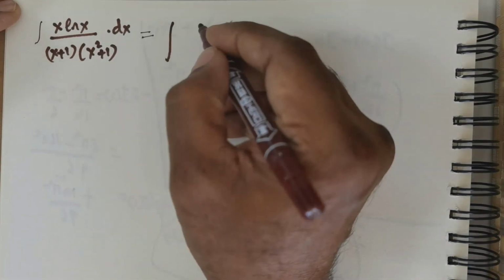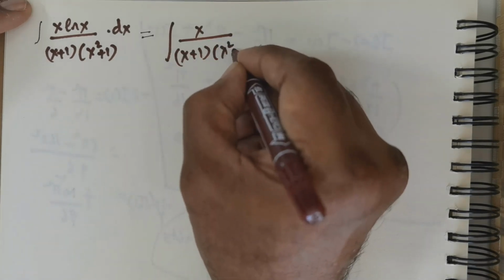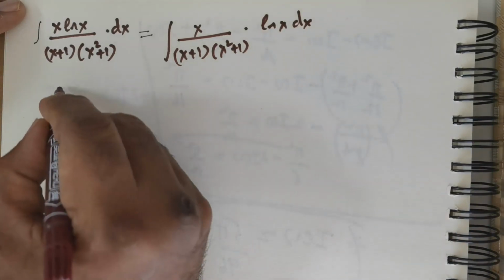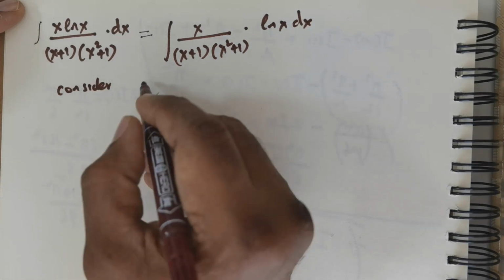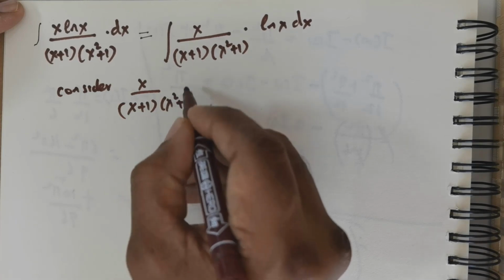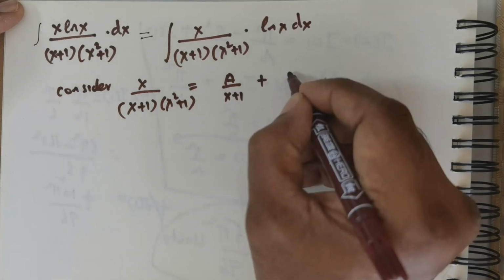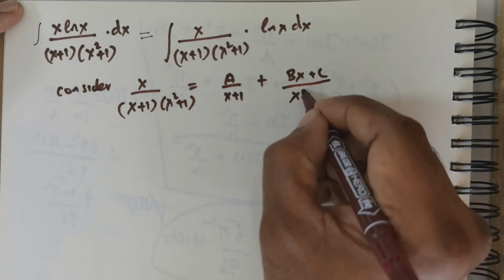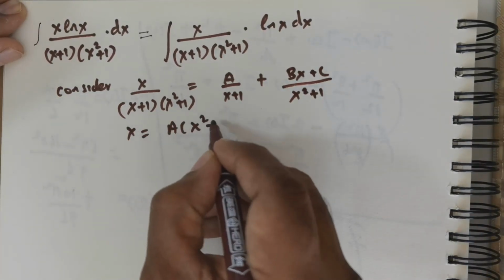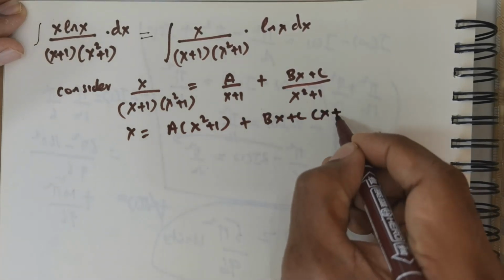Now first, I would like to rewrite this as x over (x + 1)(x² + 1) times ln x dx. Then I would like to consider x over (x + 1)(x² + 1) and split it into partial fractions as follows. Cross multiply, and you get x = A(x² + 1) + (Bx + C)(x + 1).